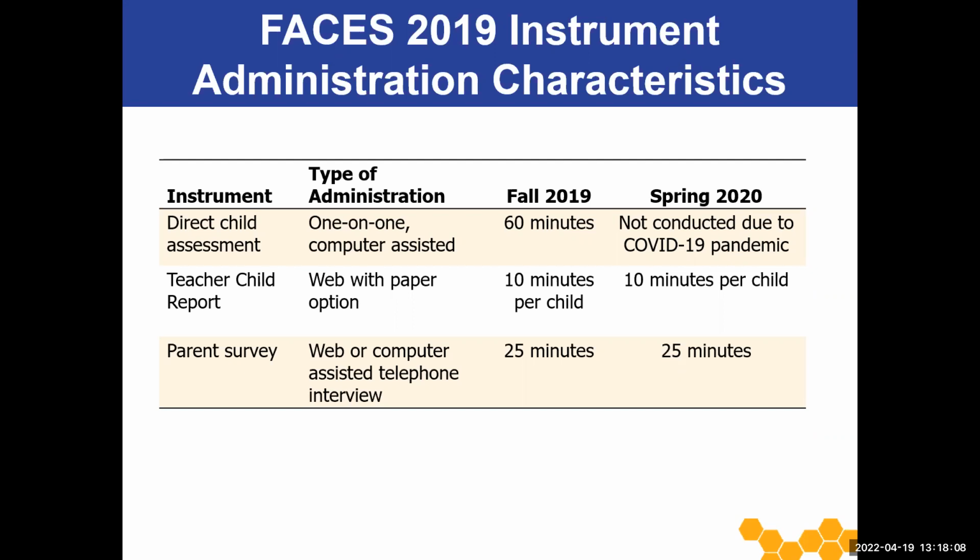In the fall and spring, teachers completed a 10-minute teacher-child report, or TCR for short, online or using a paper instrument, and parents could complete their 25-minute survey online or by telephone interview.